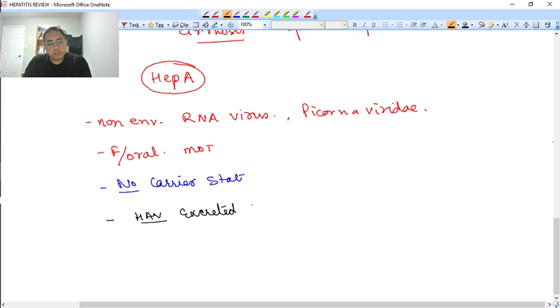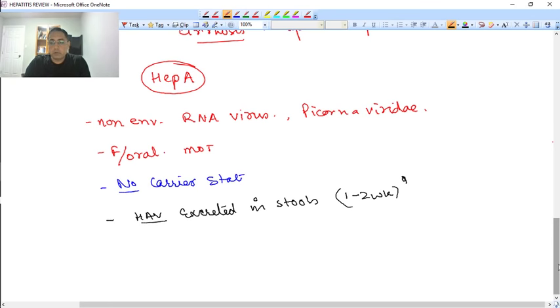Hepatitis A has no carrier states, and usually the virus, HAV, is excreted out in stools after a gap of 1 to 2 weeks. This is of primary diagnostic importance: if a person gets hepatitis A infection, the stool examination should usually be done after 2 weeks, not within the 2 weeks, because that would be a kind of window period.